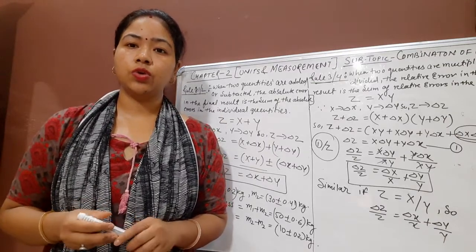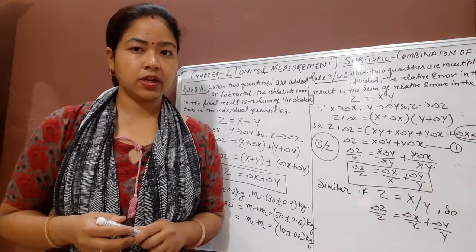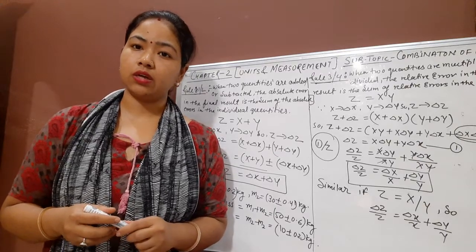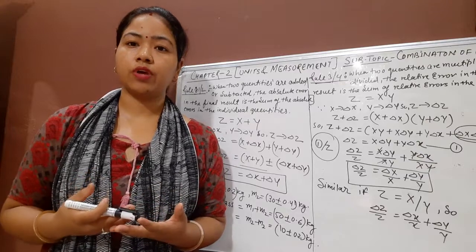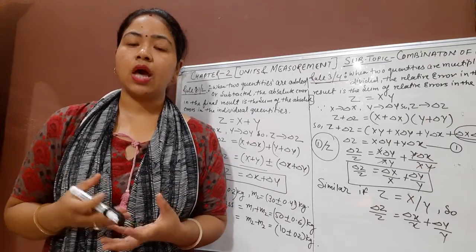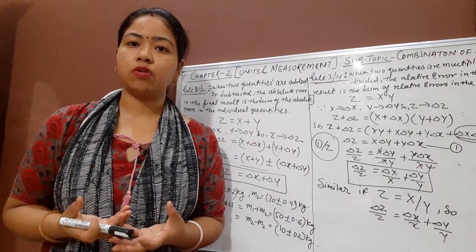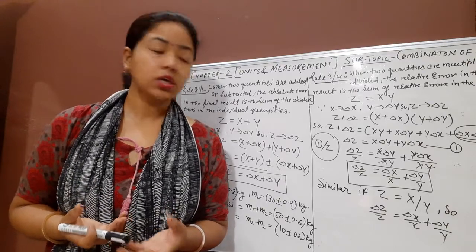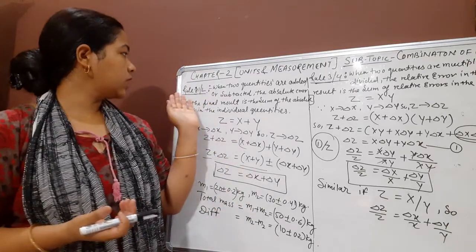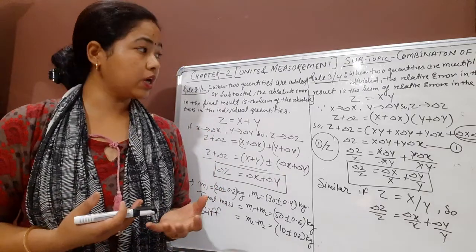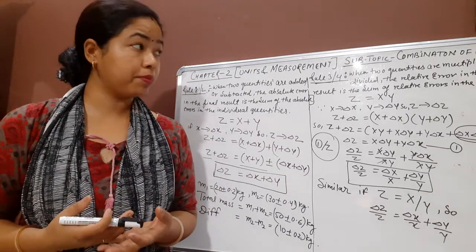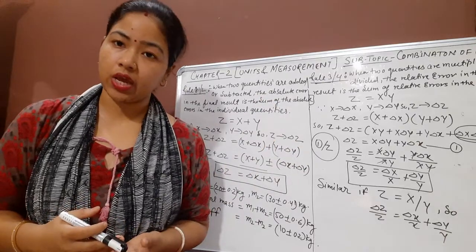So children, today we are going to discuss the next part of error analysis, that is combination of errors, in which we are going to study how, if we have a combination of errors, we will combine them and get the final result with the help of those combinations, right? Very first in this category, we have 4 to 5 rules which we are going to discuss in this topic, that is combination of errors, right?